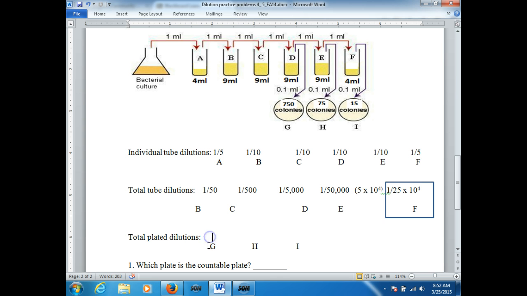It's easier to see. Okay, so now total tube dilution. So where did G come from? It came from D. This is what D is right here, 5 times 10 to the 4th.